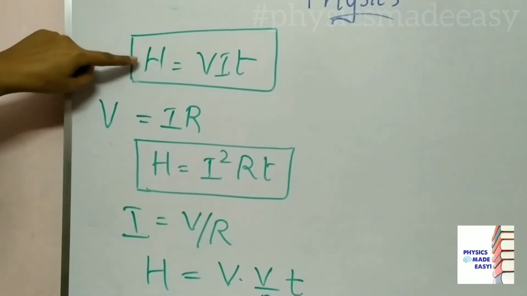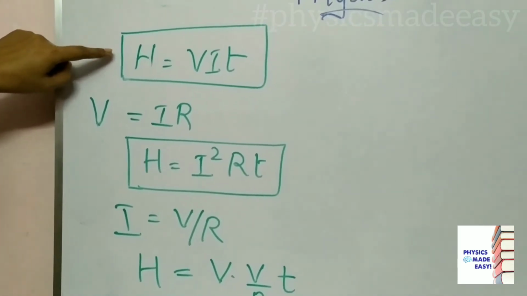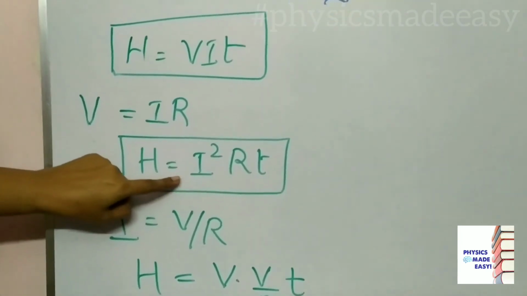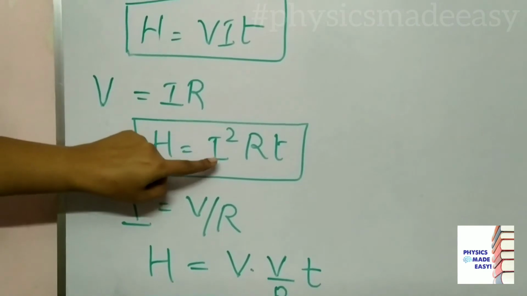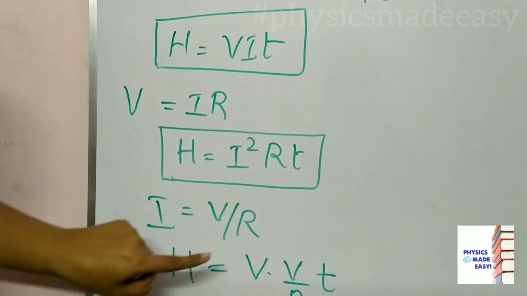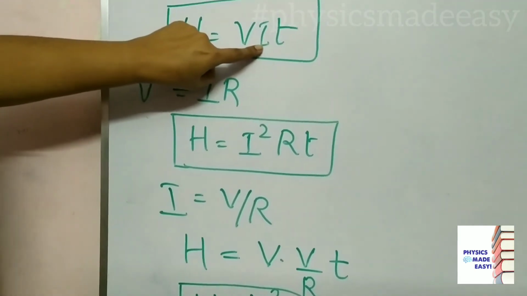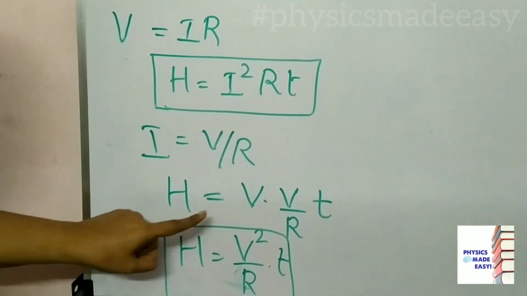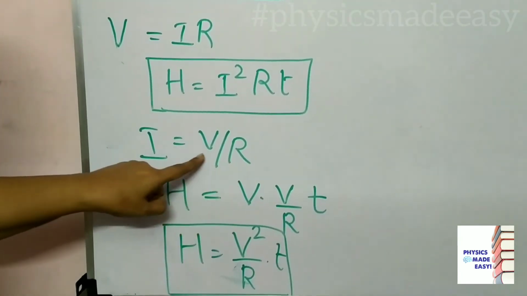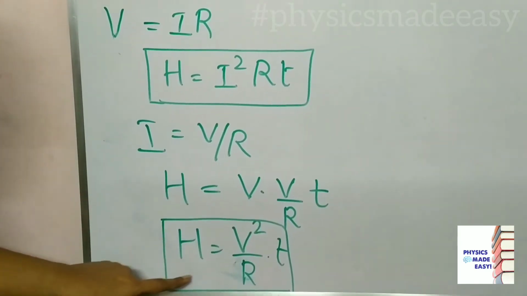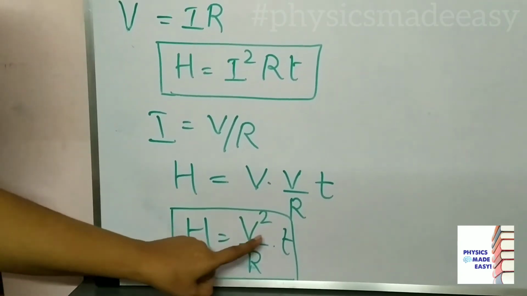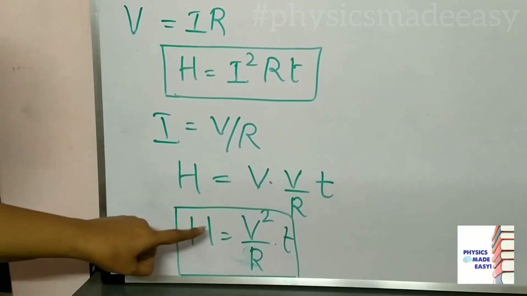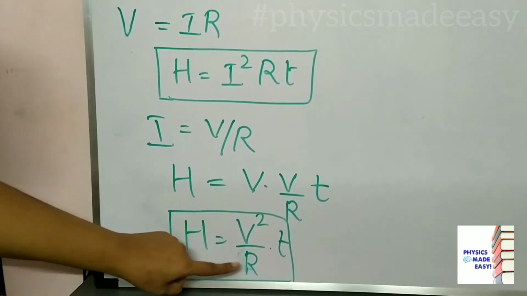So here in this equation you can see the amount of heat energy in terms of potential difference, current and time. Here you can see that equation in terms of current, resistance and time. Then if you are substituting here for this I, V by R, you will get this equation as H is equal to V into V by R into T. Then you will get V square divided by R into T. So here this equation is for heat energy in terms of potential difference, resistance and time.